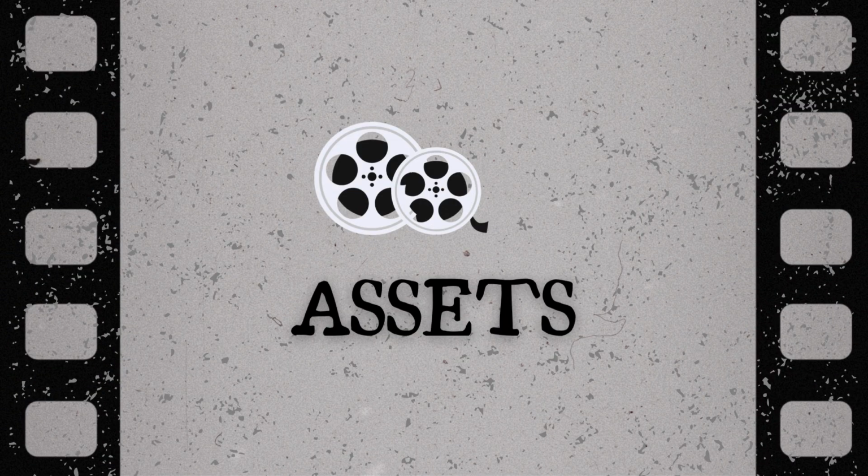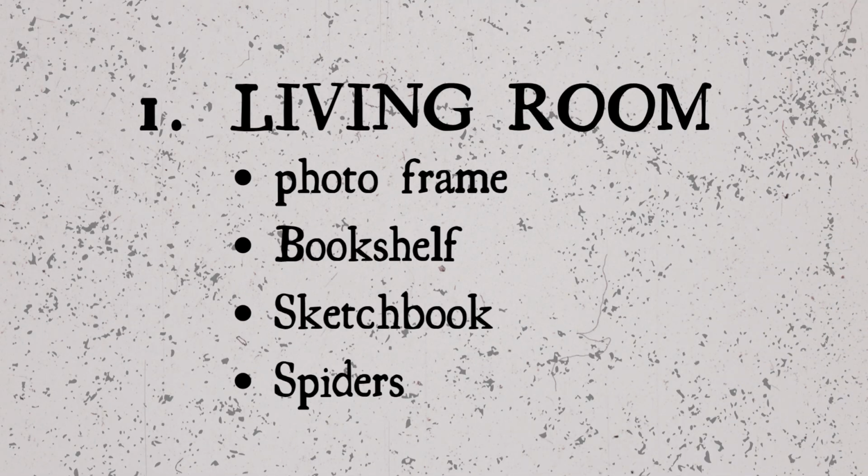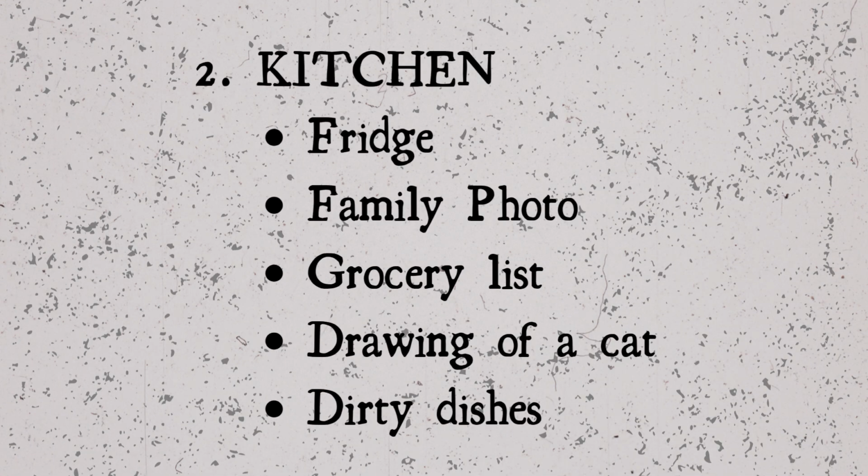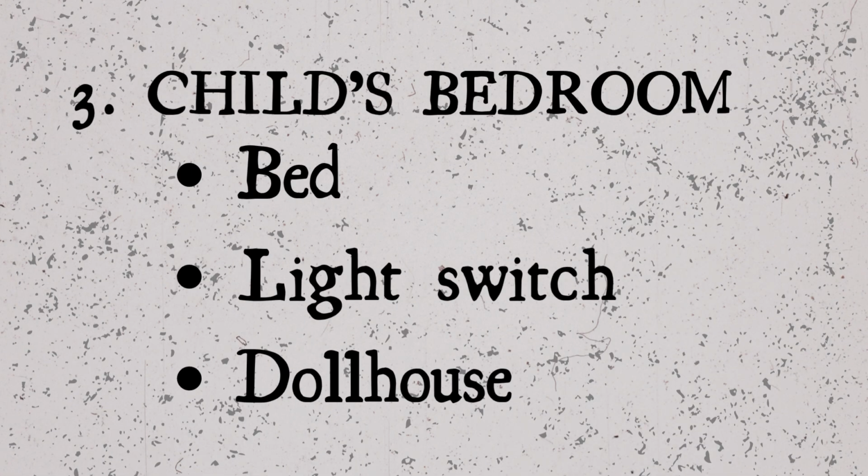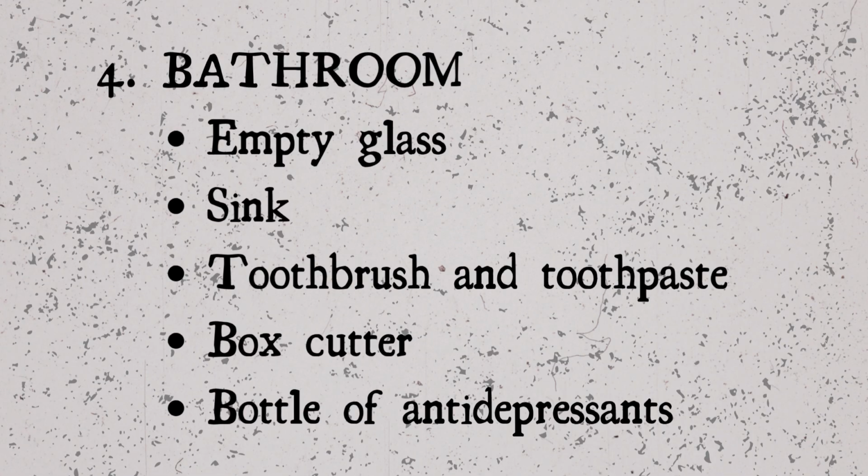Now I will be showing the assets we have to create for our game. In the living room, we have to make a photo frame, bookshelves, sketchbook and spiders. The kitchen has a fridge, family photo, grocery list, drawing of a cat and dirty dishes. In the child's bedroom, we have to add a bed, light switch and a dollhouse. And finally in the bathroom with things like empty glasses, sink, toothbrushes and toothpastes, box cutter and antidepressants.